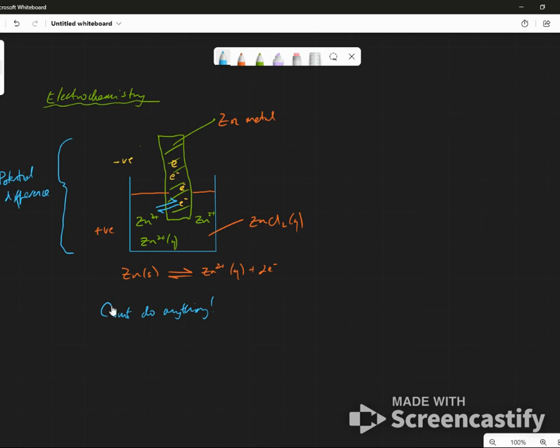Okay. So over on the right here, I'm going to draw another beaker. So there's one there, and into this beaker, I'm going to put a different metal.